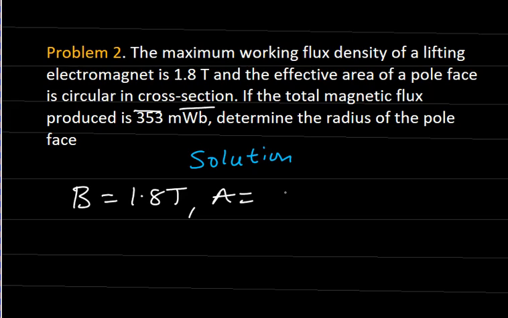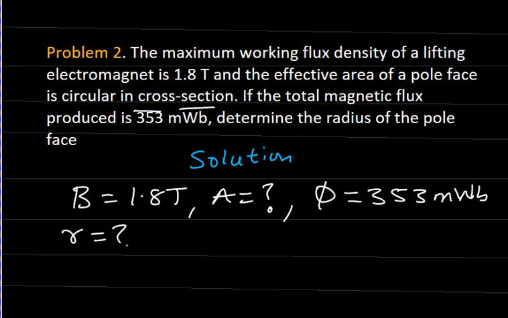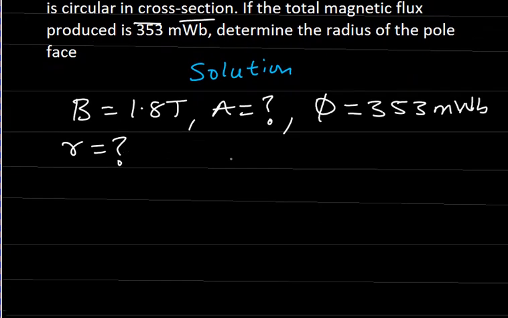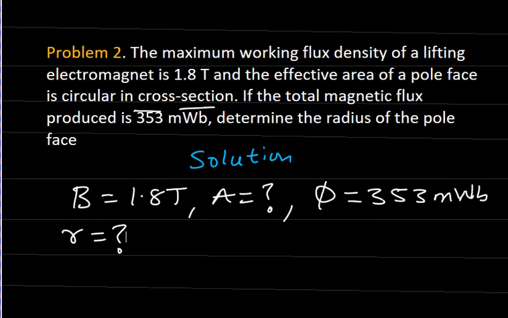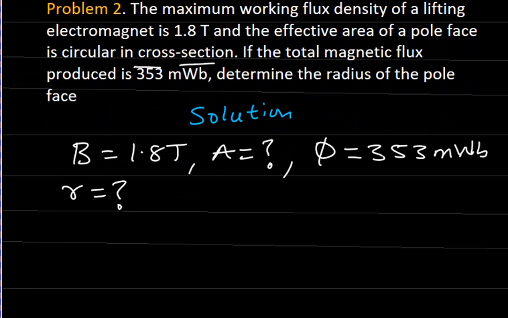So we don't know the area. Let me put that as a question mark. The total magnetic flux phi, according to the question, is 353 milliweber. So what are we looking for? We are looking for the radius of the pole. We cannot evaluate the radius without the area, so we have to get the area first.